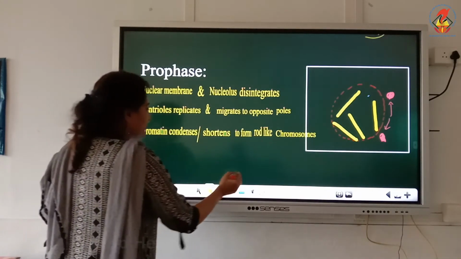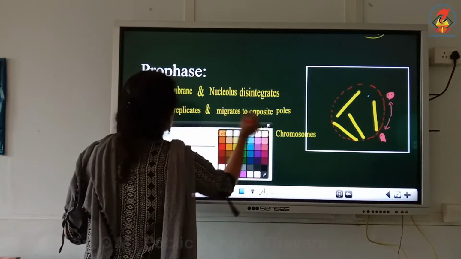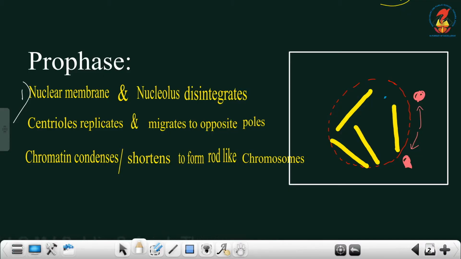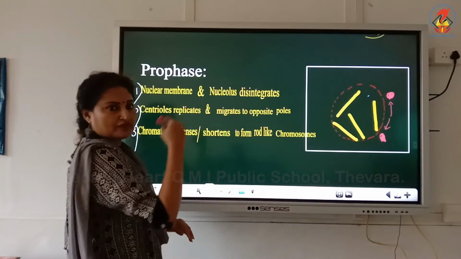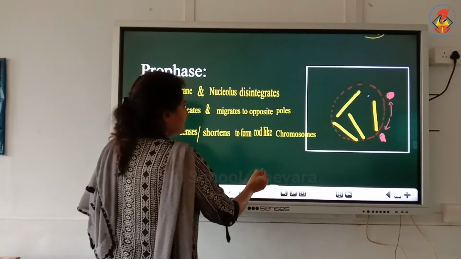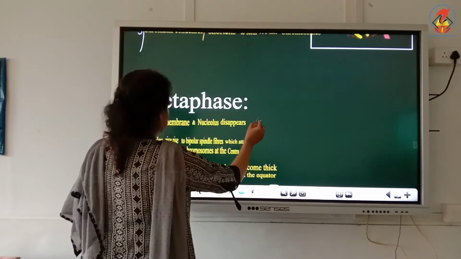So, once again a recap of what happens in prophase. 1. The nuclear membrane and nucleolus disintegrate. So, how is that indicated in the diagram? As dotted. The nuclear membrane as dots and the nucleolus as a light patch. Second, the centrioles replicate and migrate to the opposite poles. See how I migrated? I sent those to the opposite poles with arrows indicating the poles. And lastly, the chromatin, which was thread-like, becomes rod-like by condensation. Clear? Now you can count the number of chromosomes. We had 4 chromosomes. Moving on to the next phase, that is metaphase.